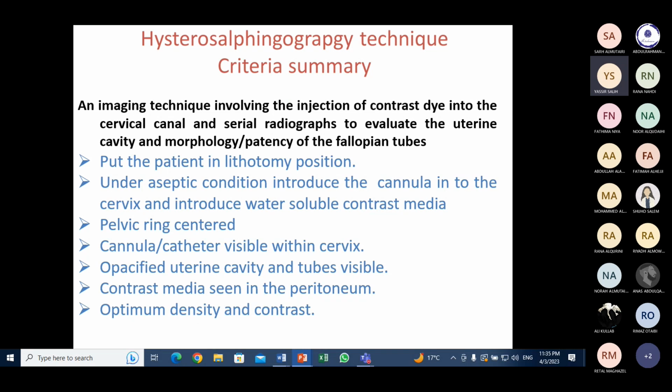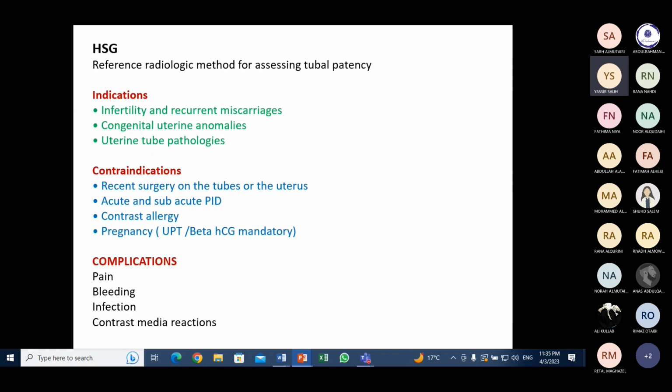In a normal patient, the contrast spills into the peritoneal cavity. If not, this indicates a blockage of the tubes. The commonest indication is infertility. The patient presents with infertility, and this technique is done to assess whether the fallopian tube is blocked, because fertilization will not happen if the tube is blocked. Therefore, you have to assess the patency of the fallopian tube.